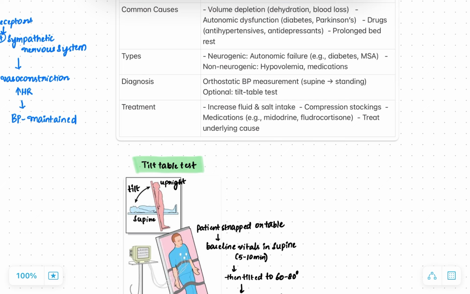blood volume, and compression stockings can be given, medications like midodrine and fludrocortisone can be given, and we have to treat the underlying cause.